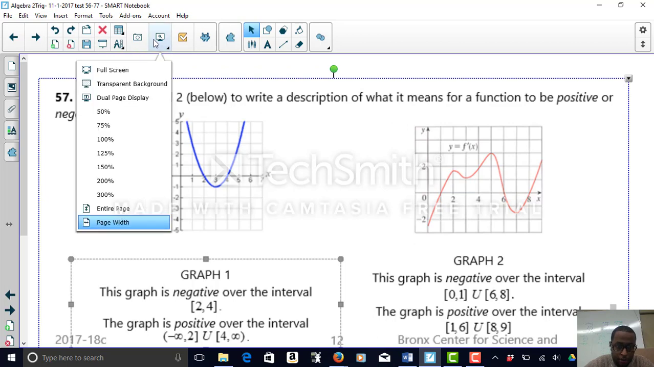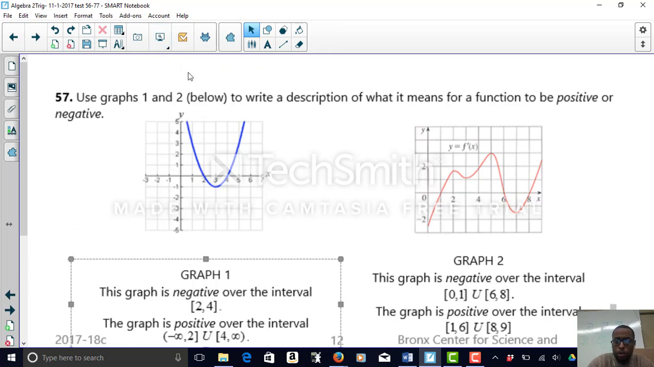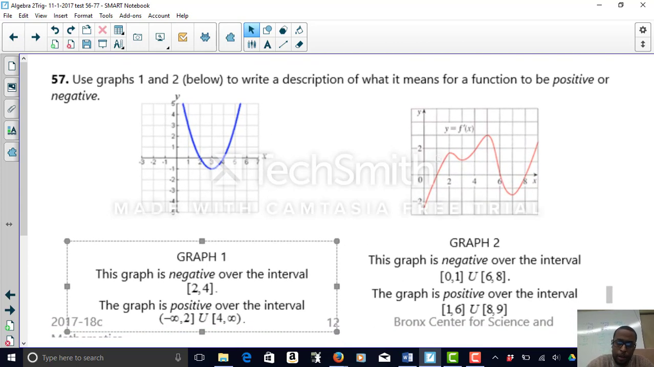Okay, all right, first question. It says use graphs 1 and 2 below to write a description of what it means for a function to be positive or negative, okay? So the descriptions below actually talk about the graph being positive or negative. And the key to knowing whether it's positive or negative is looking at the x-axis.